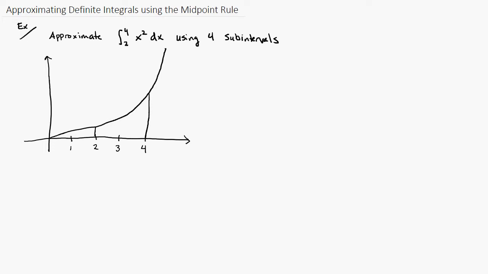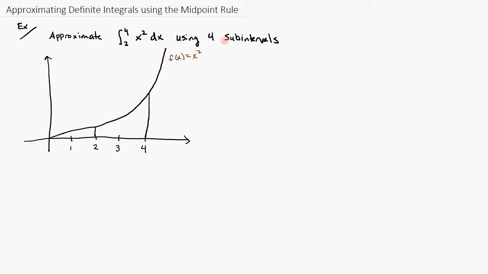Okay, so suppose we want to approximate the integral from 2 to 4 of x squared dx. I've graphed the function here. The function is x squared. And as you remember, this definite integral represents the area under the function in the interval from 2 to 4. So this is the area of this region here.